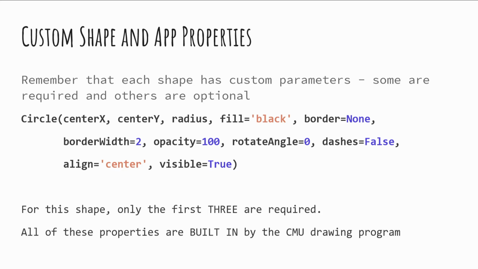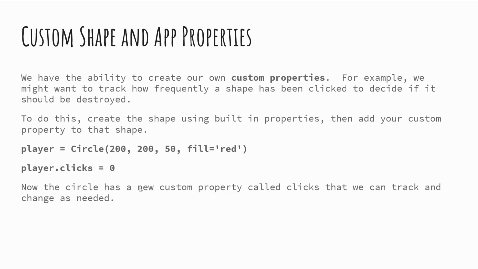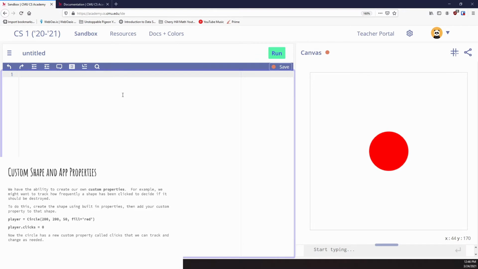So these are all built into the program, but that's not necessarily everything that we're ever going to want to know about a circle, right? For example, I might want to track how frequently a specific circle has been clicked. So I'm going to go right to our sandbox and we'll take a look at it there. I can create a circle. Let's create a regular boring old circle, 200, 200, radius 50, and we'll make it fill red, okay?